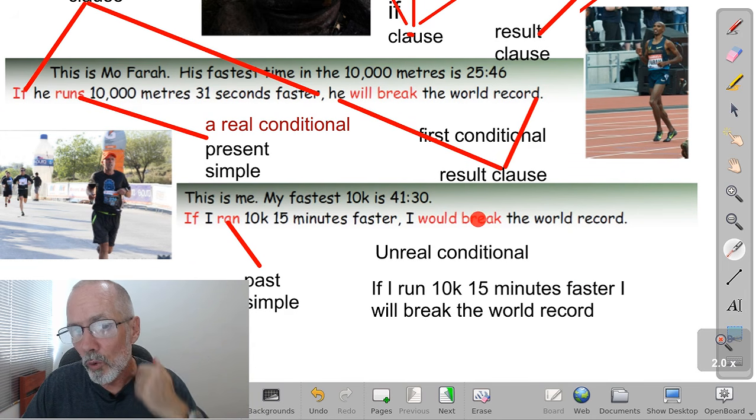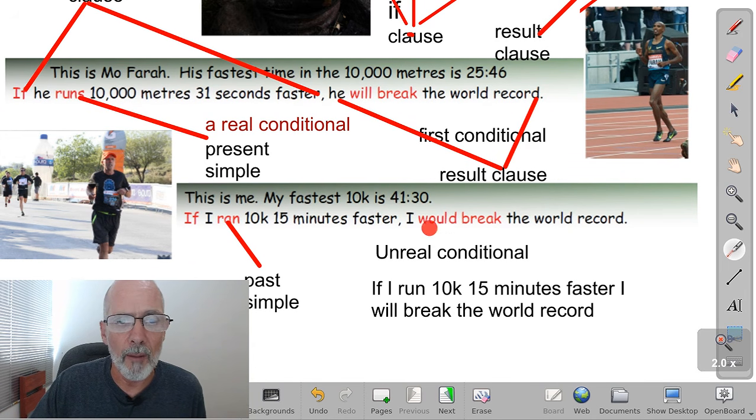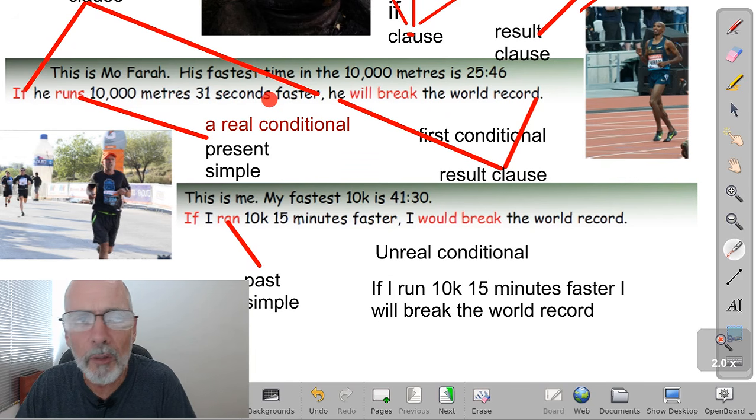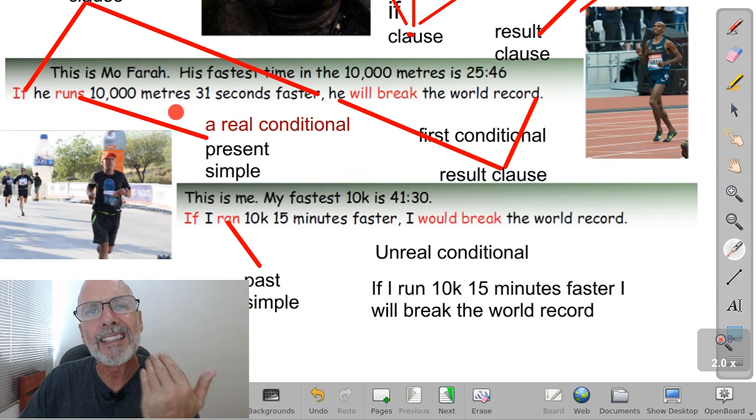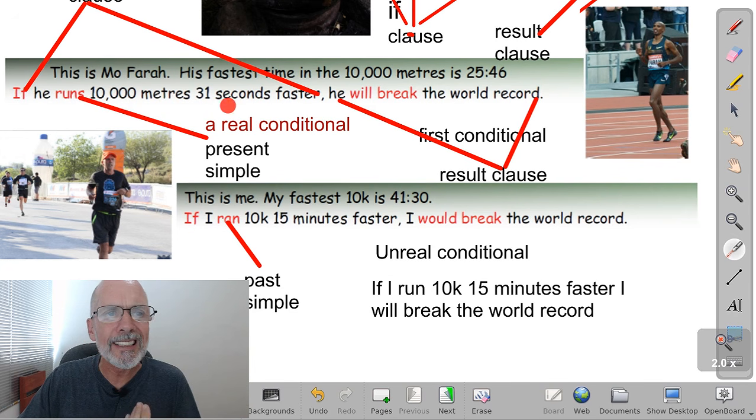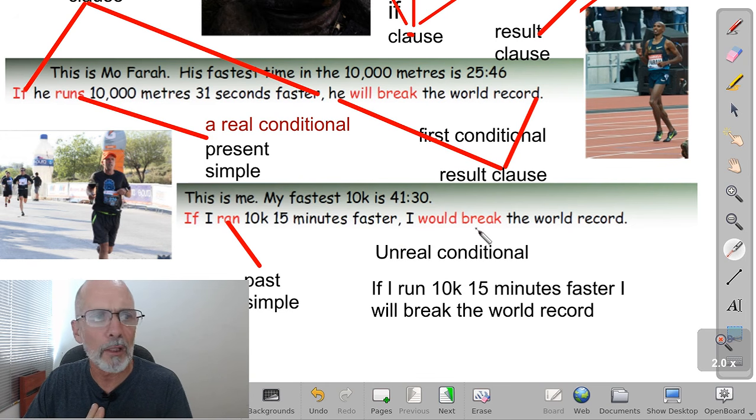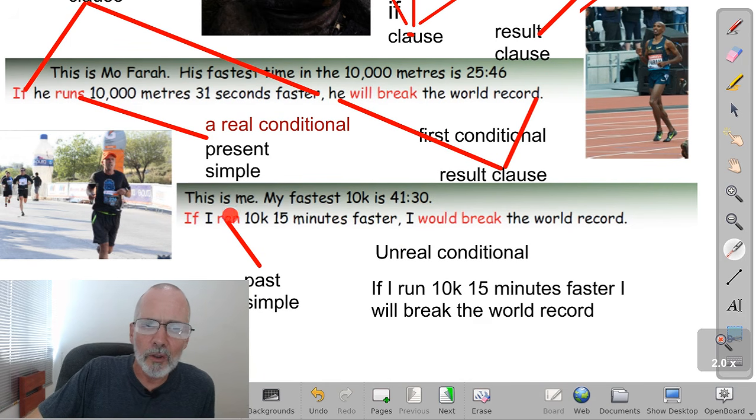And in the result of this imaginary situation, we need to use would. So here we have a real situation, a real possibility. It hasn't happened, but it's a real possibility. If he runs 10,000 meters faster, he will break the world record. Present, future. If I ran 10k 15 minutes faster, I would break the world record. Past, would plus break. So this is real, unreal.